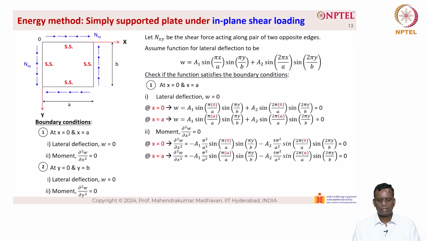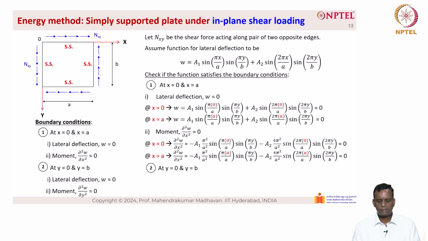Now, at x equal to a, we have ∂²w/∂x² equal to minus a1 into π²/a² into sin(πa/a) into sin(πy/b) minus a2 into 4π²/a² into sin(2πa/a) into sin(2πy/b), which again is equal to 0.